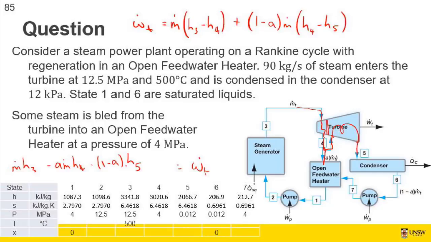So another way that we could represent our work for our turbine is by saying, well, how much energy goes into the turbine, mass flow rate times H3, and how much energy goes out of the turbine, A times mass flow rate times H4 and 1 minus A, sorry, I'm missing an m term there, my apologies, mass flow rate times H5. If you have energy going in and energy coming out, the difference in those must be what comes out as work, assuming it's adiabatic. And so that's a different way. You can just treat it as a black box with a work term.